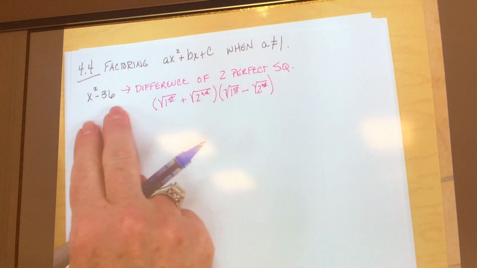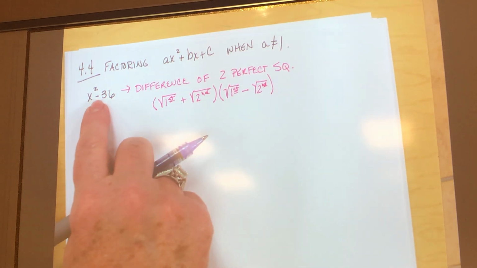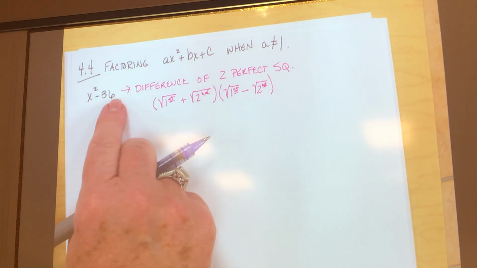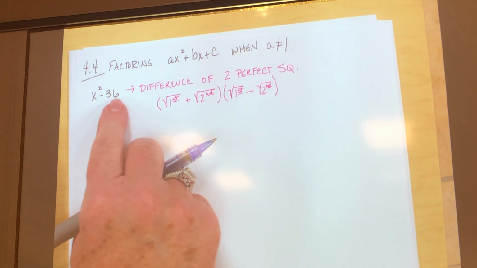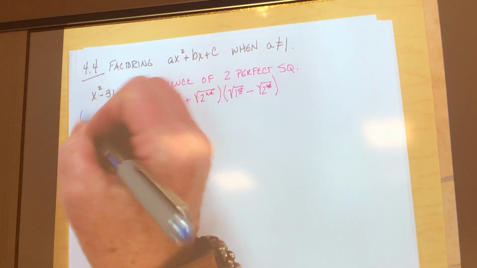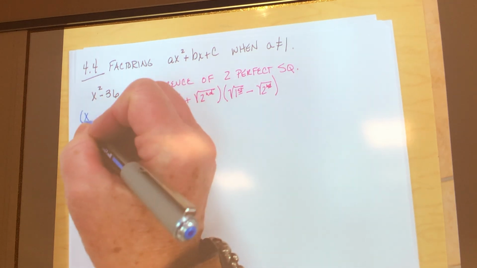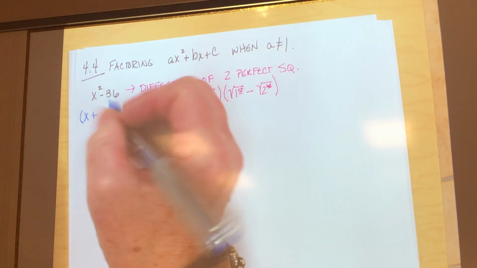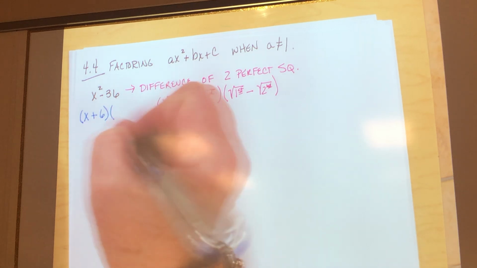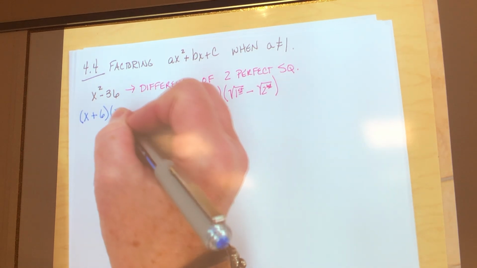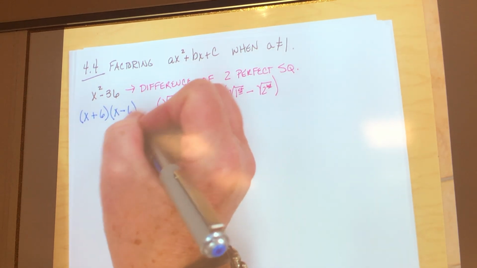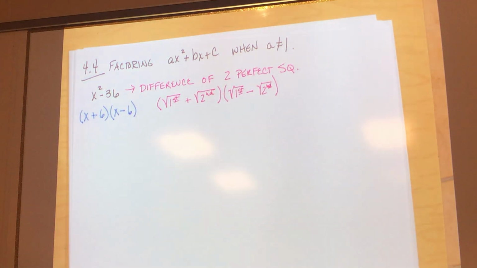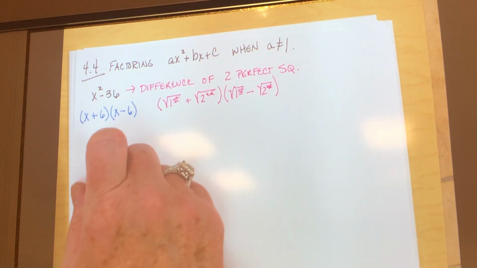When I see two terms, I look and I go, oh, is that the difference of two perfect squares? Yes, it is. So tell me what x squared minus 36 factors into. What's the square root of the first? X plus what's the square root of the second? 6 times square root of the first minus square root of the second. Fast and easy, okay?